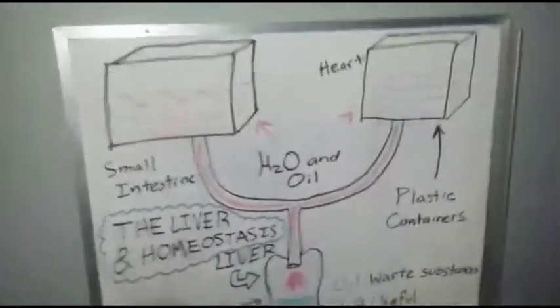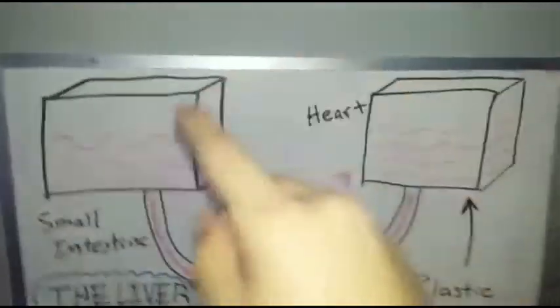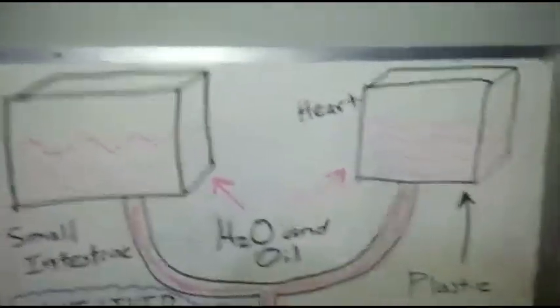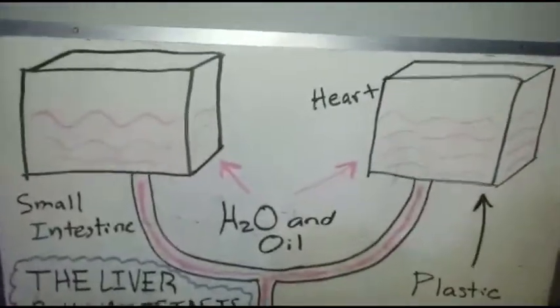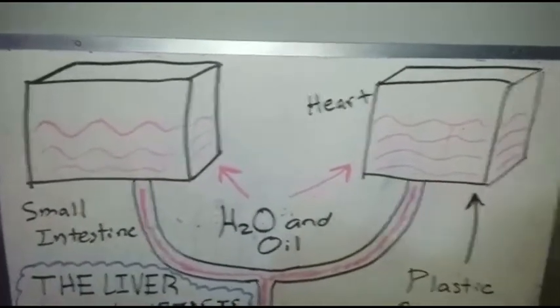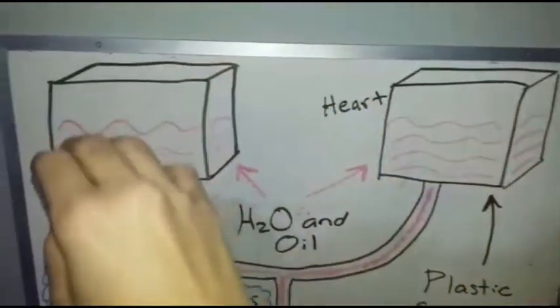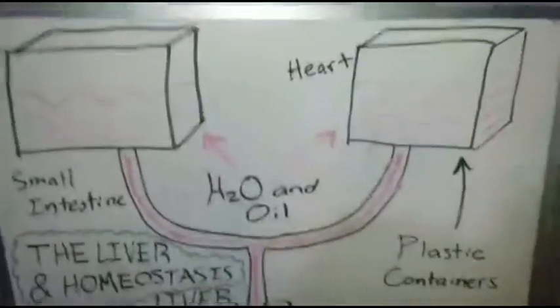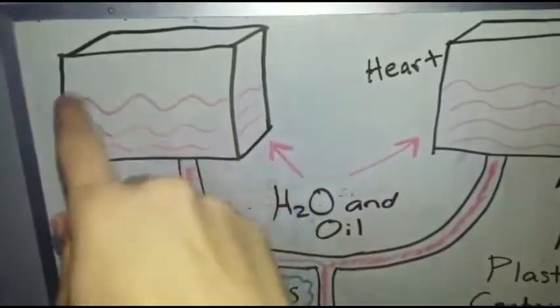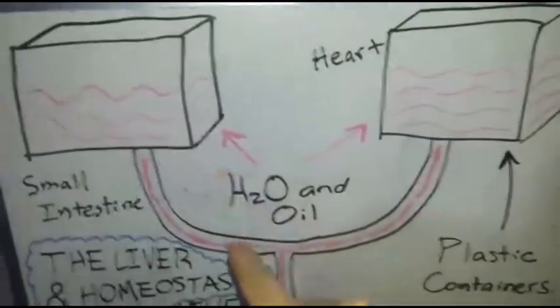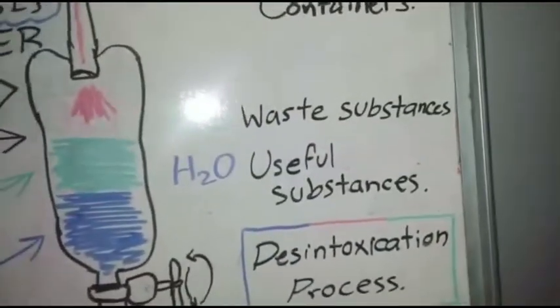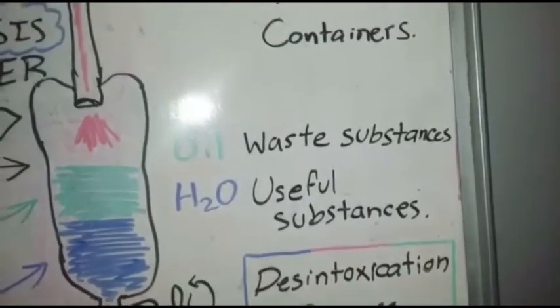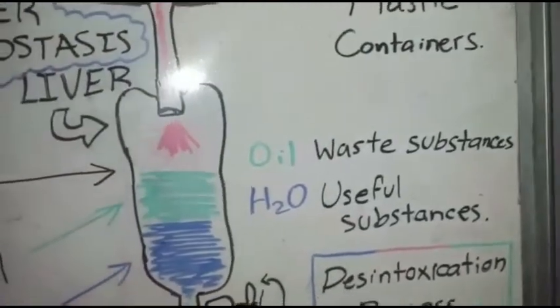Okay, these two cubes are plastic containers. These plastic containers represent the heart and the small intestine, which are the two organs that supply the blood and the food that we eat. This red substance is a mixture of water and oil. Water represents the useful substances such as proteins, minerals, vitamins, and carbohydrates. And the oil represents the waste substances.